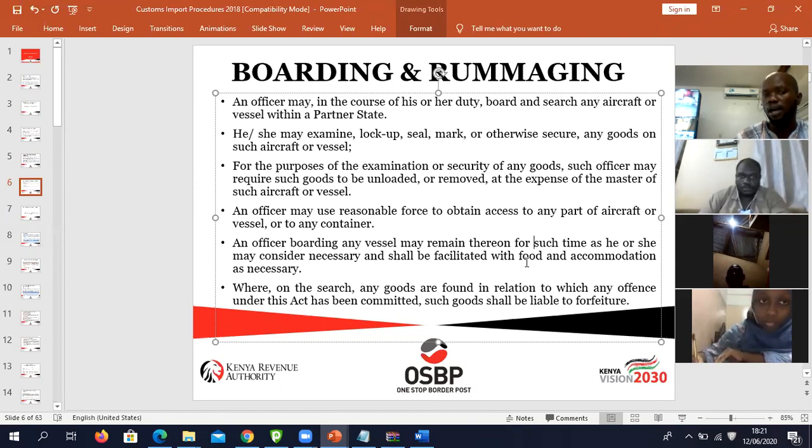Then, where on the search any goods are found in relation to which any offense under this Act has been committed, such goods shall be liable to forfeiture. What do I mean by liable to forfeiture? The owners will lose the right to those particular commodities, and therefore they'll be transferred to the custody of customs. So whereas in the search such goods are found, the goods shall be liable to forfeiture.